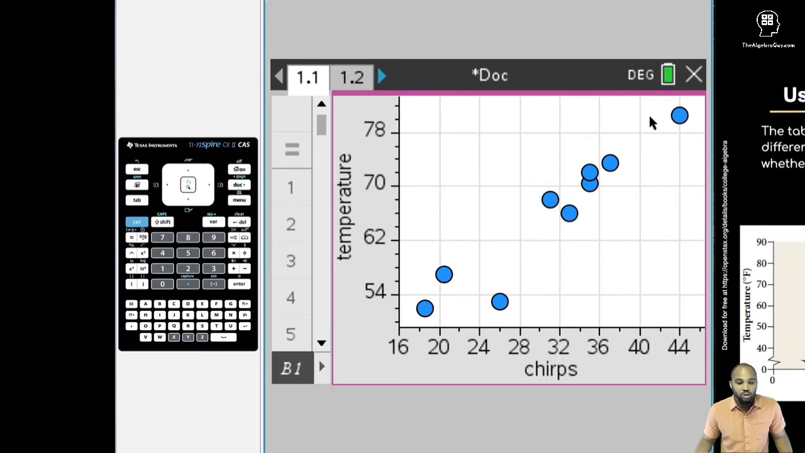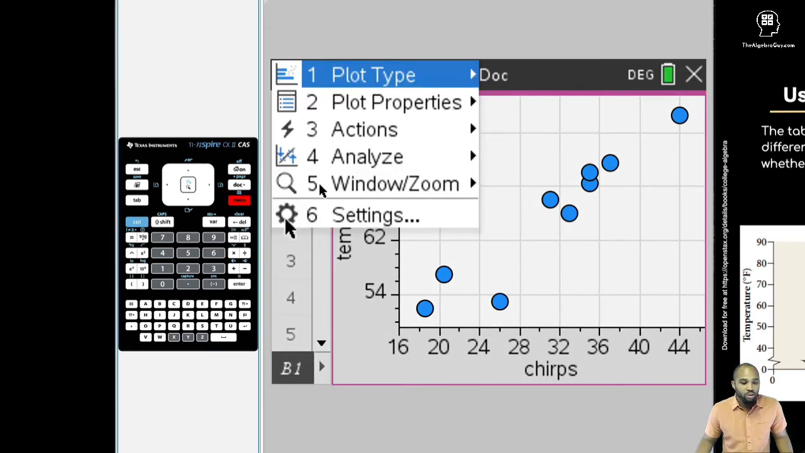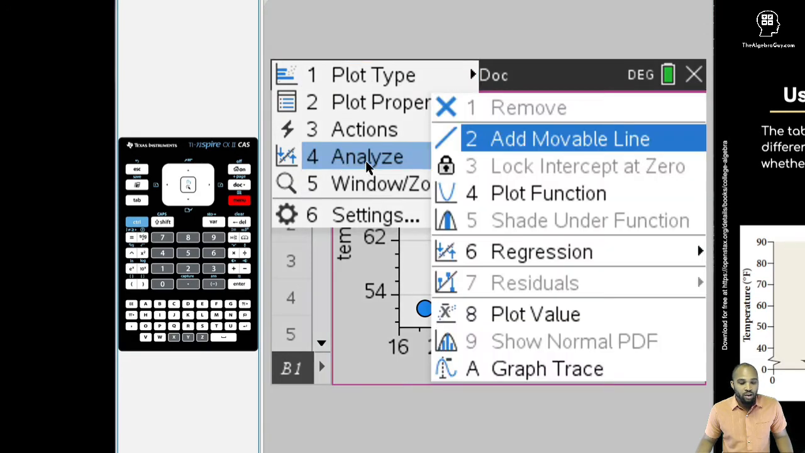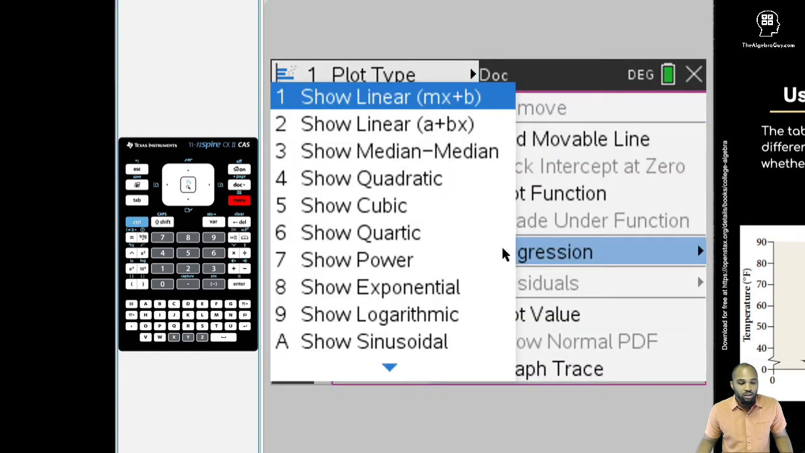But first, let's draw a trend line. Well, how do we do that? I'm going to go to menu, analyze this graph, regression, and I'm going to show a linear line. Now they're asking, do I want mx plus b or a plus bx? mx plus b is slope-intercept form, which we're more familiar with. So I'm going to use that one.